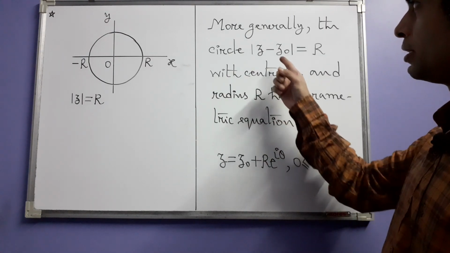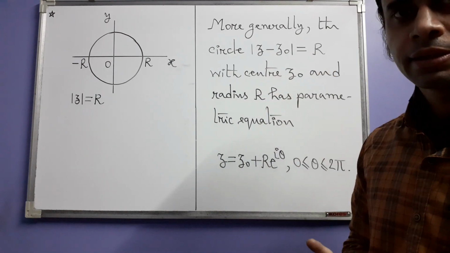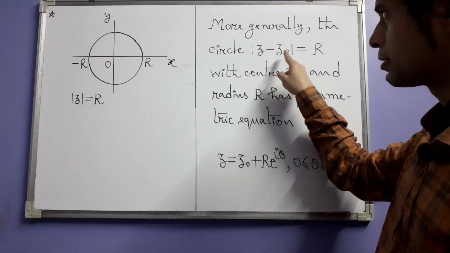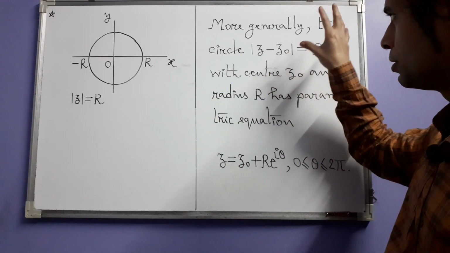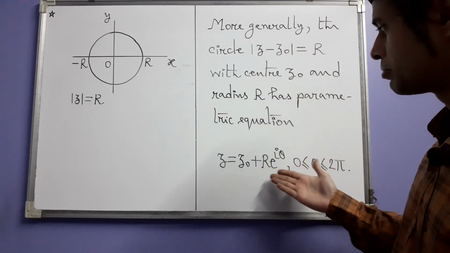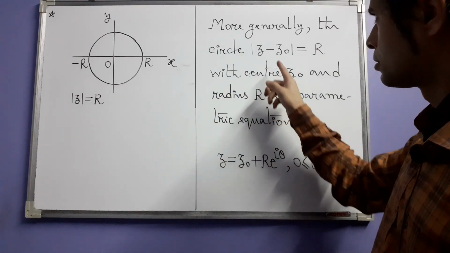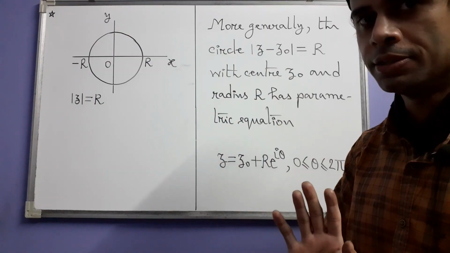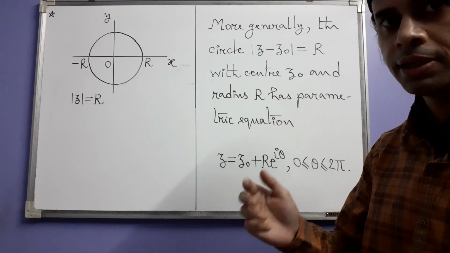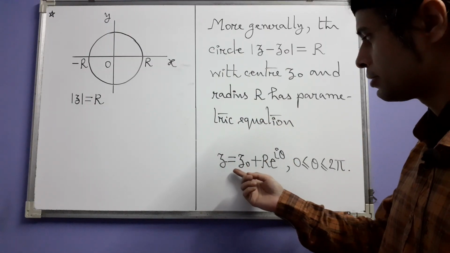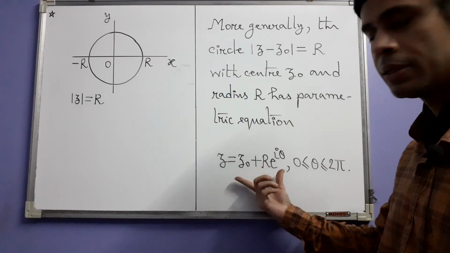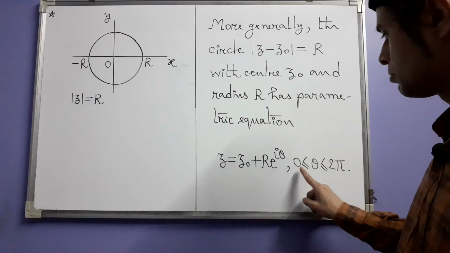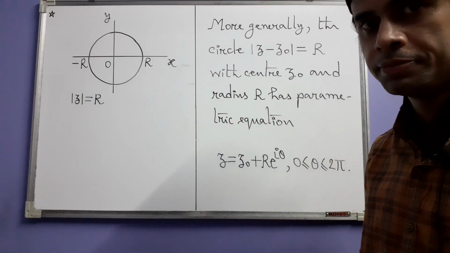And more generally, you consider this other circle which also has radius r, but now its center is at the complex number z0. This circle has this parametric equation. If you write what this z minus z0 is, then it will be r times e to the power i theta. So then you add z0 to both sides and you get this parametric equation, where again of course theta varies from 0 to 2 pi.